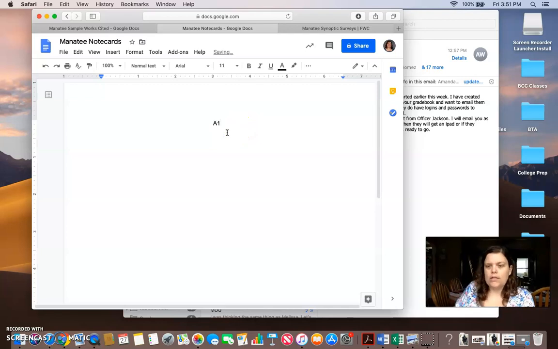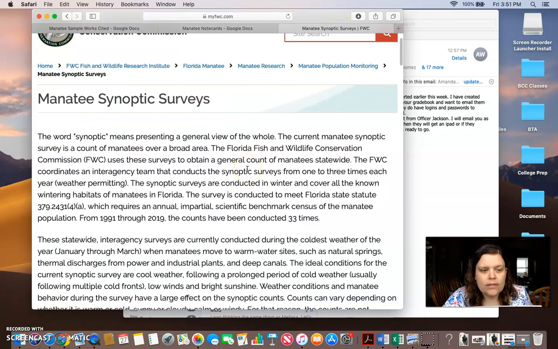So this little screen down here on the bottom is kind of small, but I'm going to show you what I've made. So you would skim through your source, and only one little nugget of information goes on each note card. This shouldn't be like a paragraph of notes for one note card. It should be one little piece of information.